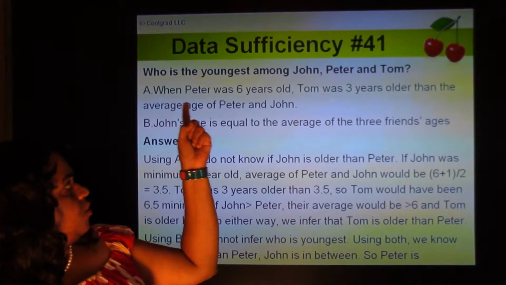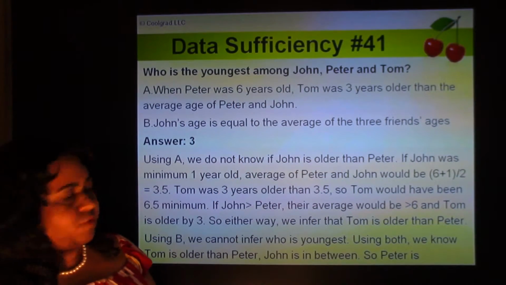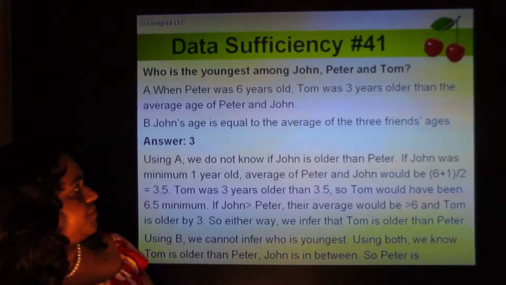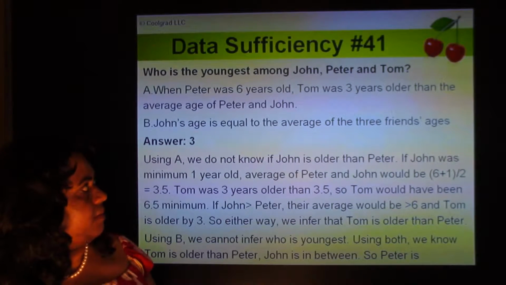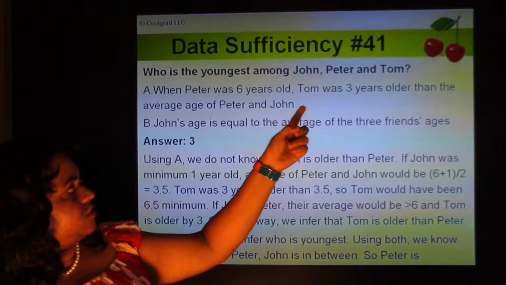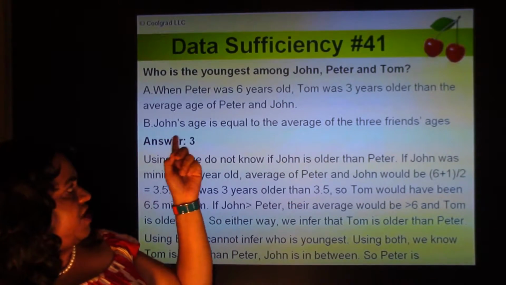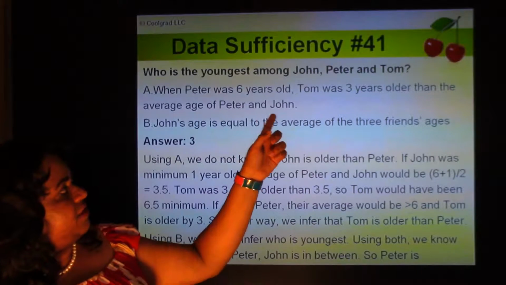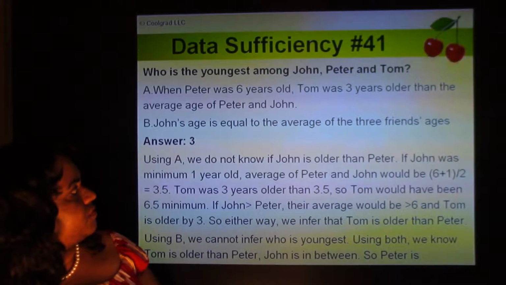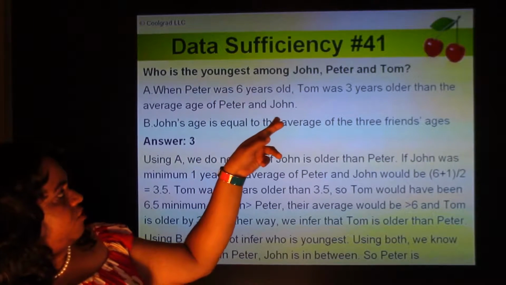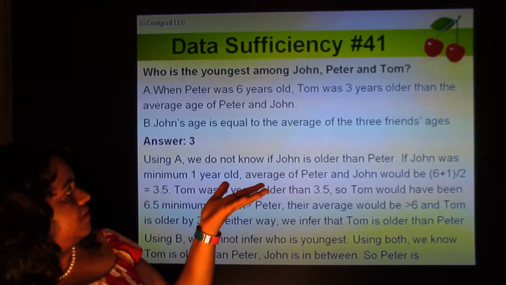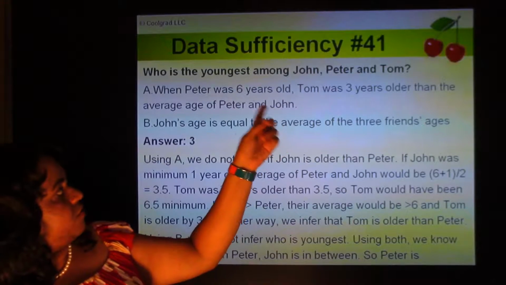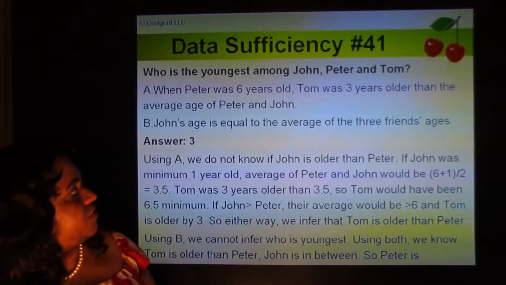Question 41. Who is the youngest among John, Peter and Tom? When Peter was 6 years old, Tom was 3 years older than the average age of Peter and John. So 3 guys, John, Peter and Tom. Looking at the statement, don't be inclined to think that Tom was older than Peter. We don't know. Let's say the average age of Peter and John was less than that. We can't have less than that because even if John was 0 years old, the average would still be 6 and Tom would be 3 years older and he would be at least 6 years old.